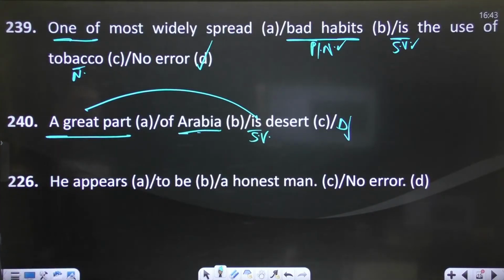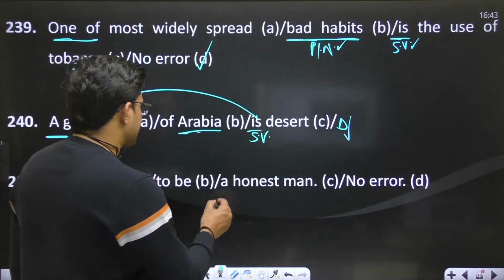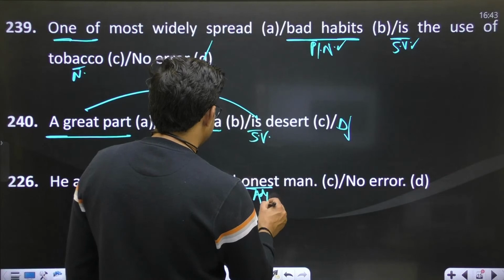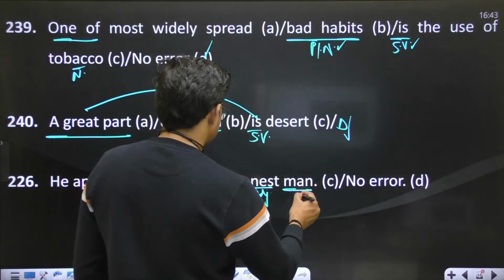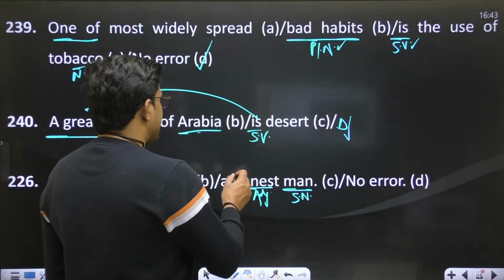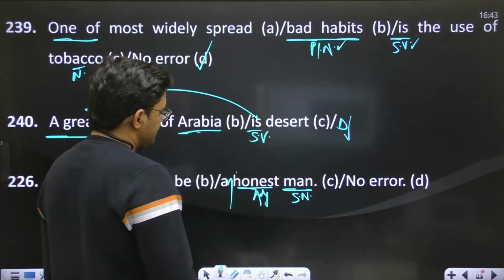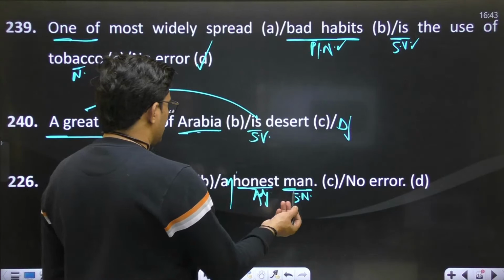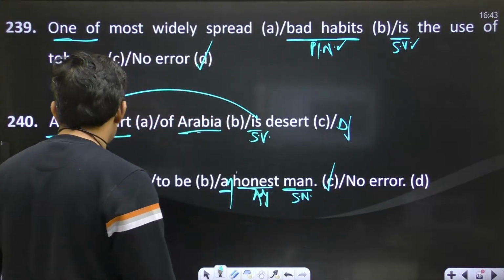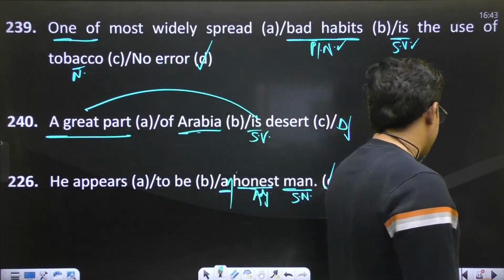He appears to be an honest man. This adjective honest gives a vowel sound with a singular noun. The H gives a vowel sound, an honest. The article an will be there, and you have an error in part C.